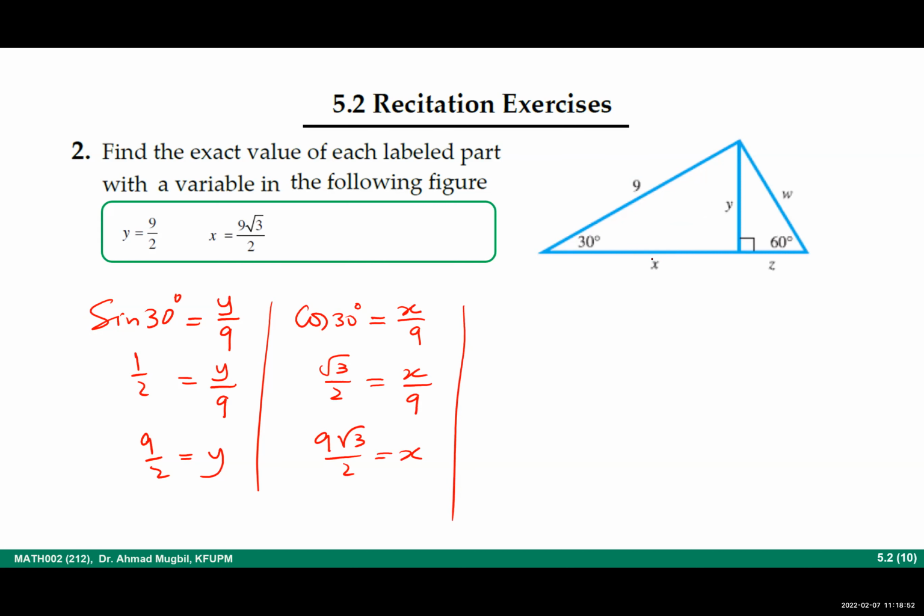Now we need to find w and z. W is 3 square root of 3. Again, W or Z? No, W is 3 square root of 3. What about Z? Z is 9 over 4. I found it as W over 2. So it's 3. 9 over 4 is not a right answer. W is 3 square root of 3. It is a correct answer.